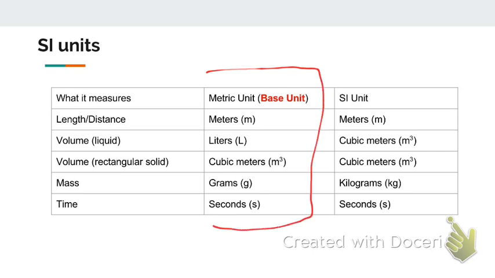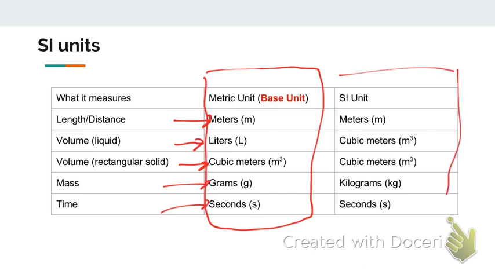So here are what we call the base units for each one. So for length, it's always measured in meters. So that's your base unit, but we can add a prefix like centi. So for centimeters, kilometers, millimeters. Volume, it's liters. Volume of a rectangular solid is in cubic meters. So you might have heard of cubic centimeters. Mass is in grams, and time is in seconds.